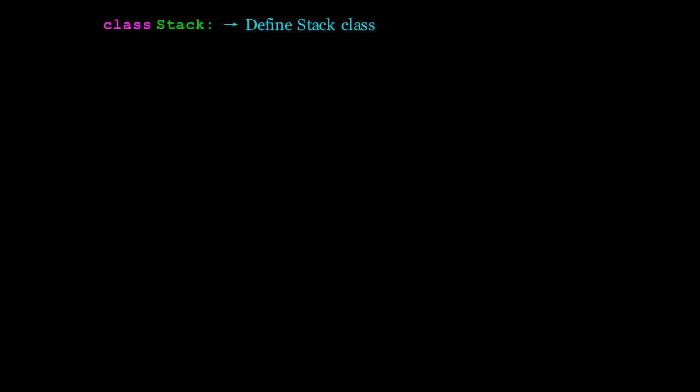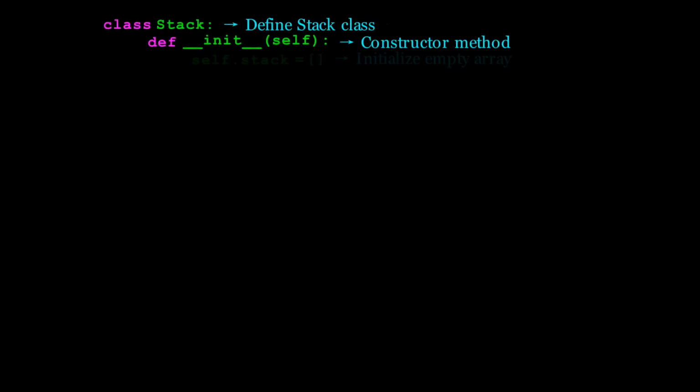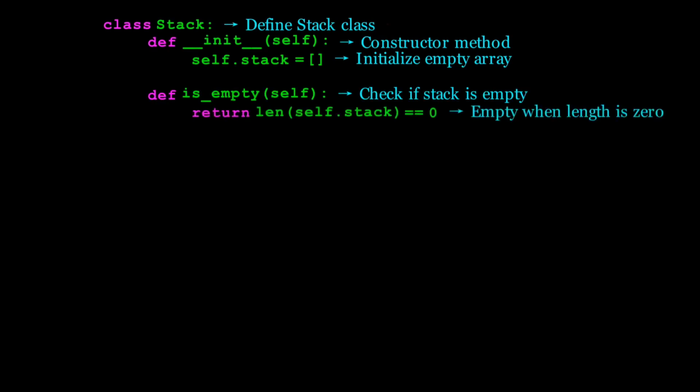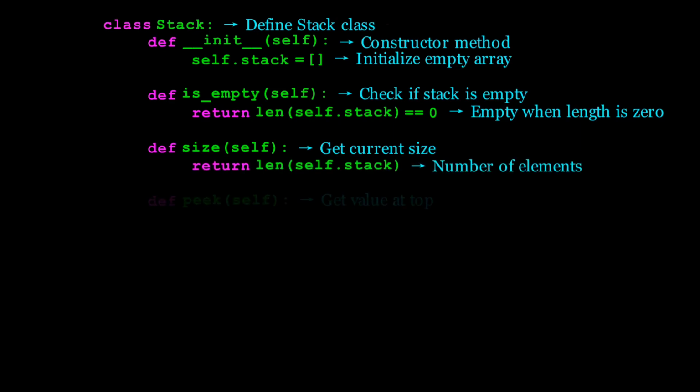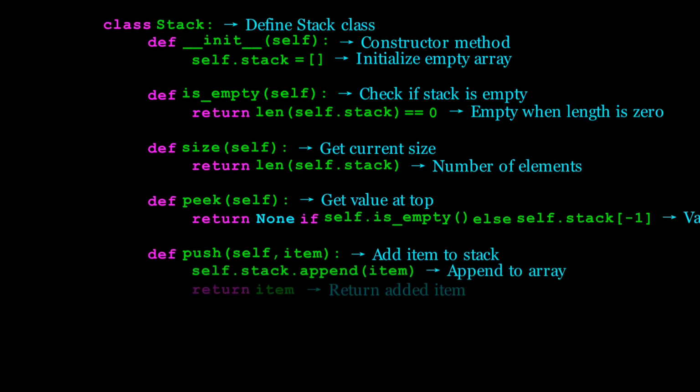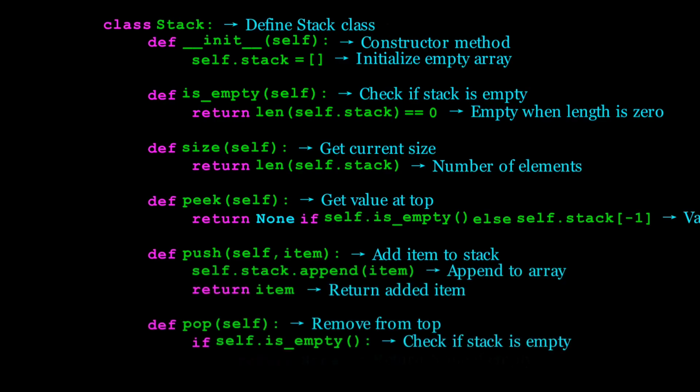Now let's look at the actual code implementation. Here is our stack class with all the essential methods. We start with the constructor that initializes an empty list to serve as our stack. The isEmpty method simply checks if the length is 0. The size returns the current number of elements, and the peek method shows us the top element without removing it. The push method adds an item to the top, and pop removes and returns the top item.